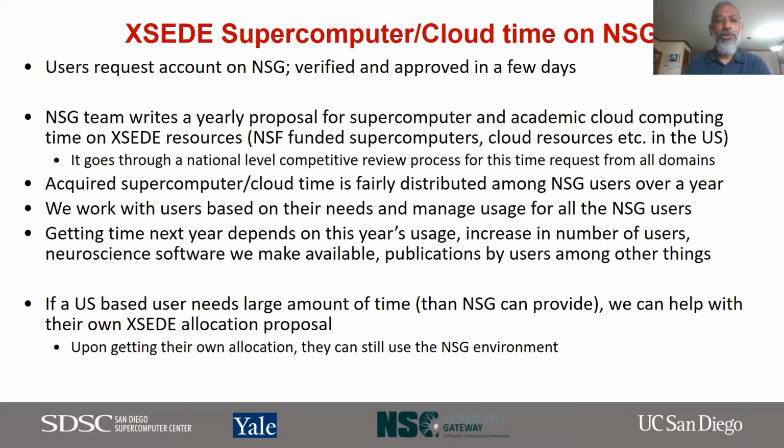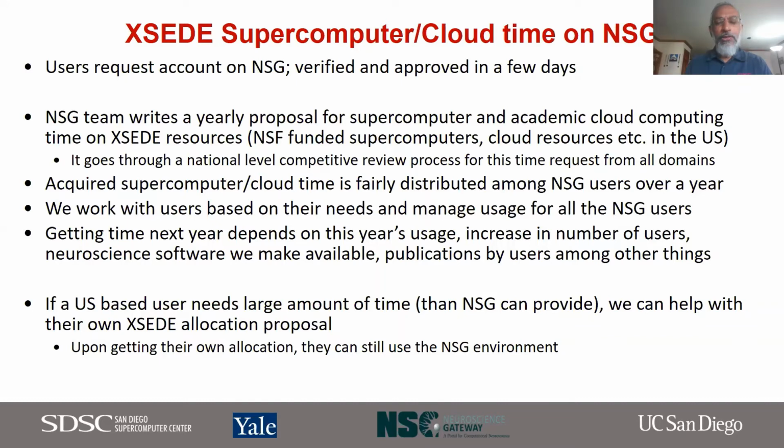If someone needs more time, we work with him or her. But if one person started using a lot of time, we have to ask that person to slow down so we have enough time for all the users for the whole year. And then to get time for the next year, in our allocation proposal we have to show that we have pretty much used all the time. If we have unused time, that doesn't look good. So as the number of users increases and more neuroscience software we make available, you let us know about your publications. All this information goes in the next year's proposal.